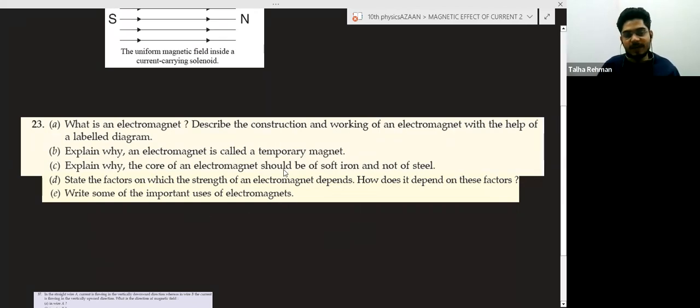Explain why the core of an electromagnet should be of soft iron, not of steel. So you can answer this like: in steel, demagnetization is difficult as compared to soft iron.